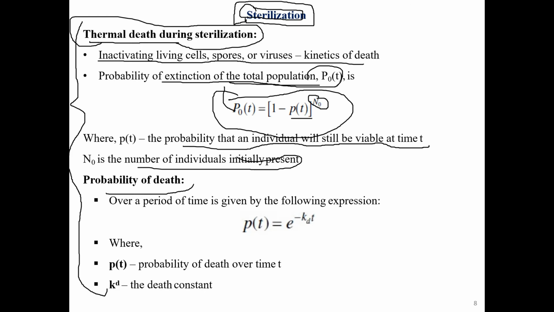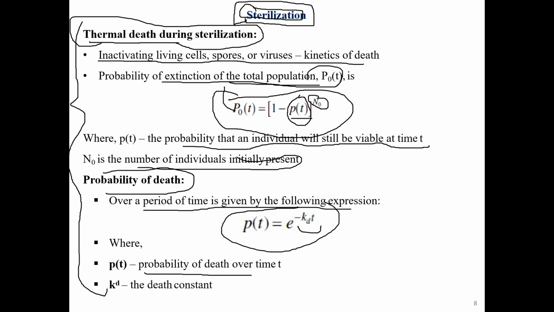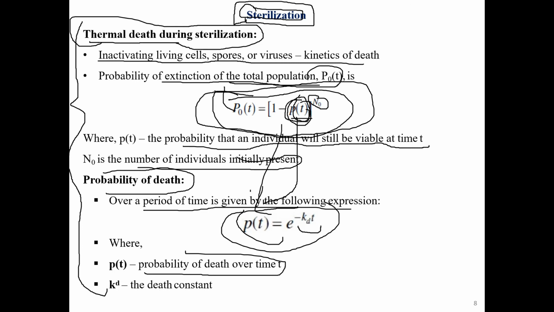So also the probability of death. This term, P(T), over a period of time is given by the following expression: e to the power of minus kd times t. So kd is the death rate or the death constant, t is the time, and P(T) is the probability of death over time here. So this P(T) can be written as this. All right, so this is the entire probability of extinction of the total population, in which P(T) equals e to the power of minus kd times t.